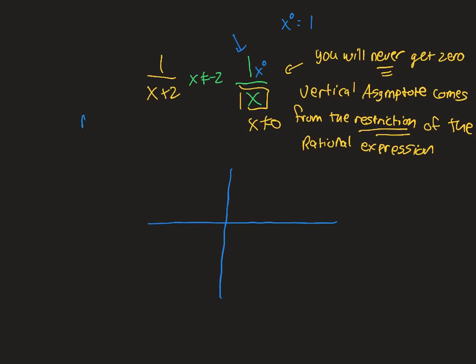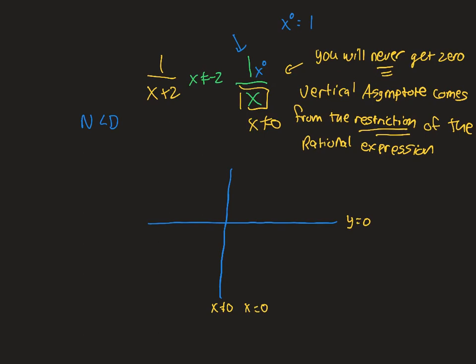So numerator is less than denominator, which means I should have a horizontal asymptote at y is equal to 0. And that's how we name it. We say y is equal to 0. So y is equal to 0 is a horizontal asymptote. Now, I also know x cannot be equal to 0. So we name it x is equal to 0.